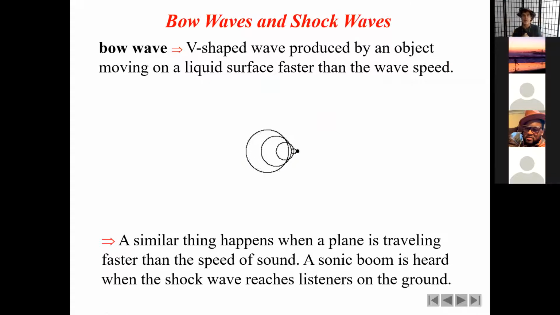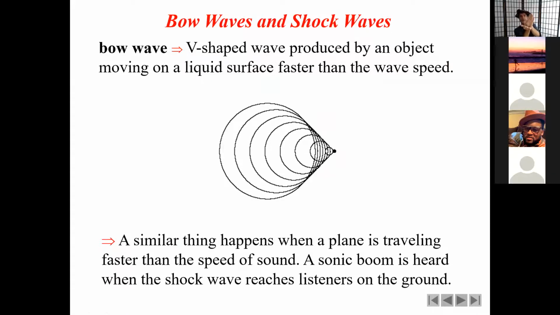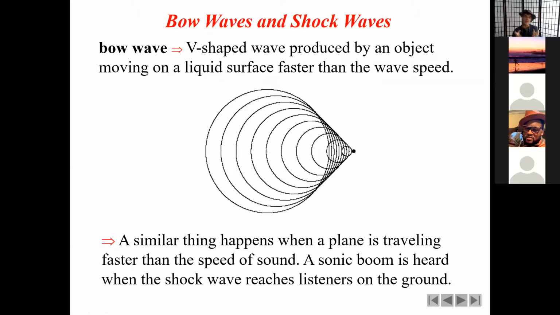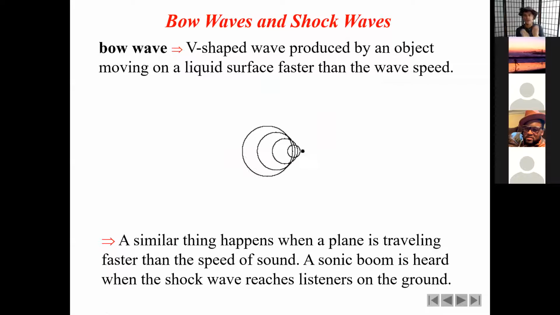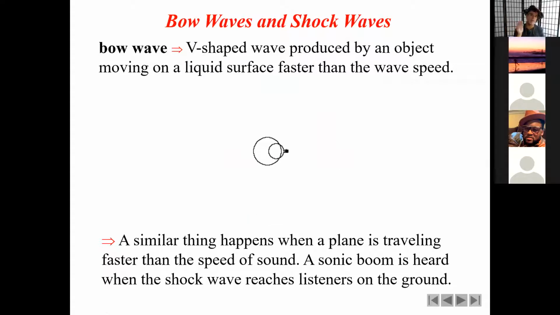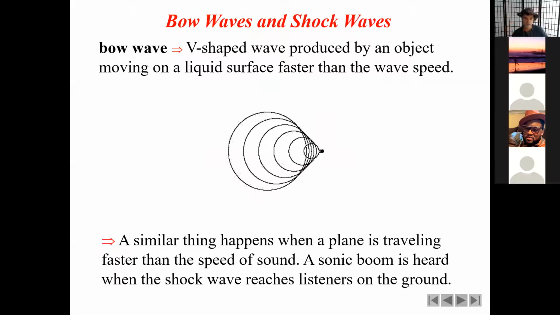Okay, so a bow wave is this V-shaped wave produced by an object which is traveling faster than the wave speed. So this happens, like I said, in a boat. Anytime you see a V shape behind the boat, you know that that boat is traveling faster than the speed of waves in the water.